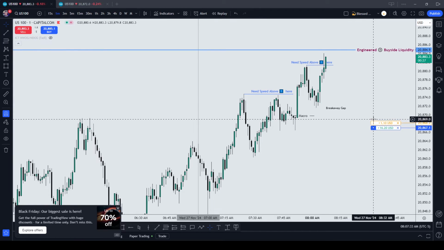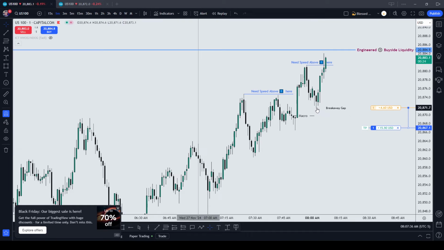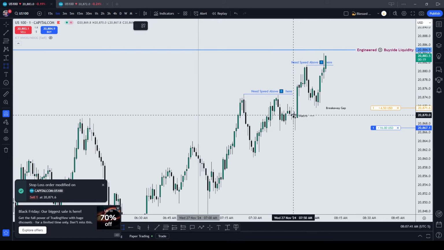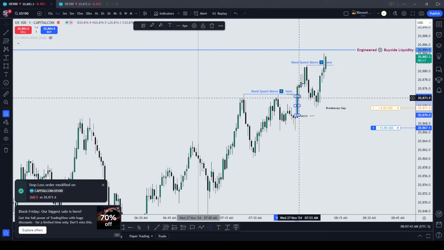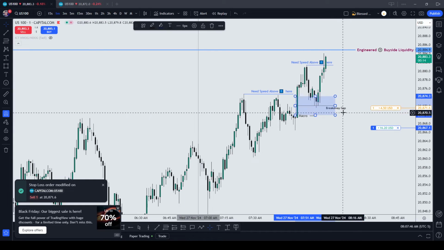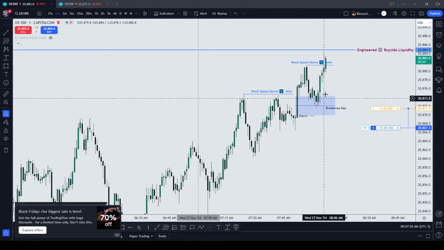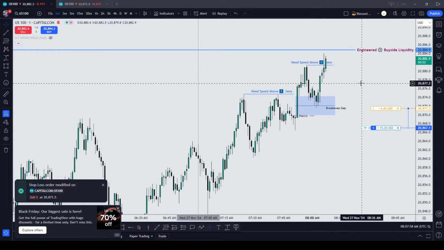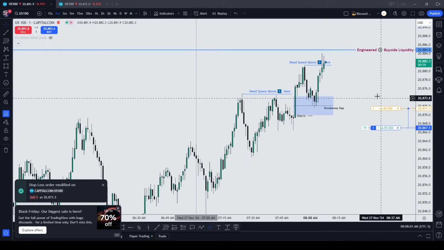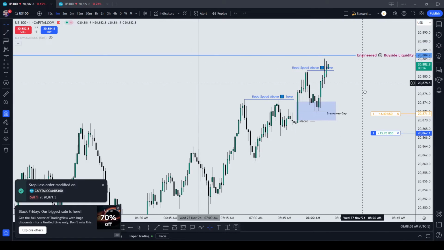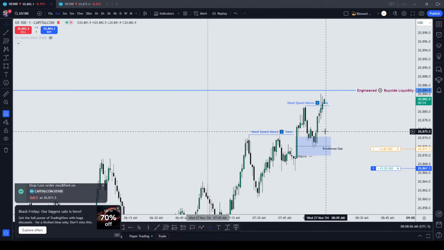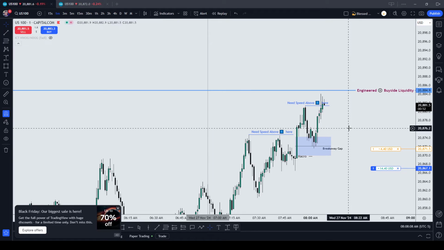So now I'm moving my stops. Where? Just below consequent encroachment of this breakaway gap. So moving my stops there. Man, that's how we do it, man.